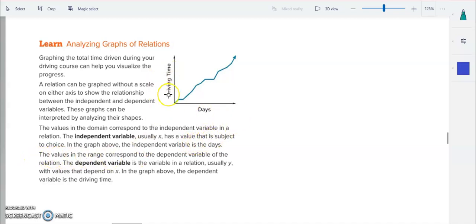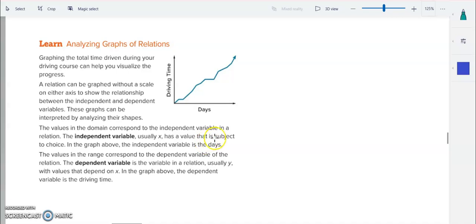The values in the range correspond with the dependent variable of the relation. Okay? And in this case, it's always going to be y. The dependent variable is the variable in a relation, usually y, for our purposes always y, with values that depend on x. Right? How much driving time did you do? Well, that depends on what day you're talking about, right? So a dependent variable and an independent variable.